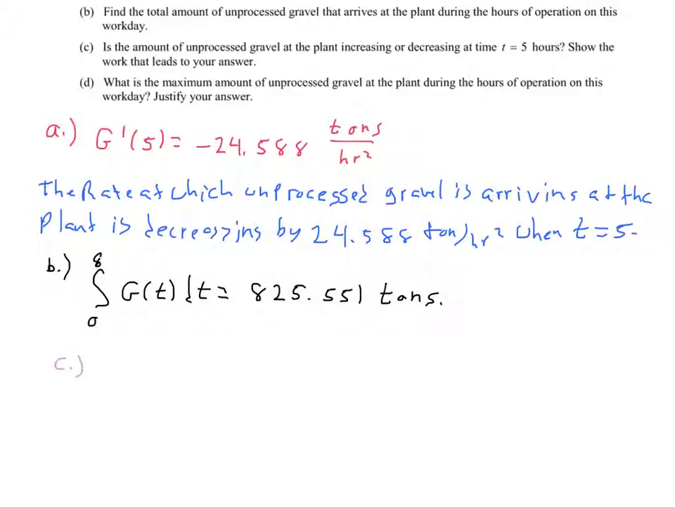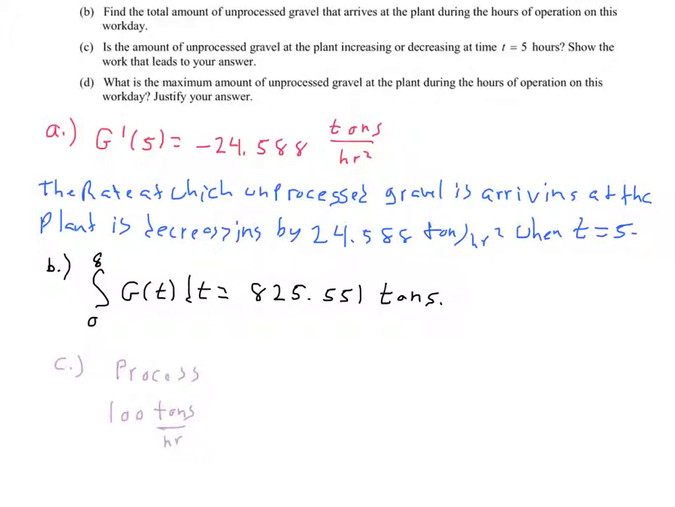Okay, part C seems a little bit trickier than I think it has to be. So if we want to know whether the amount of unprocessed gravel at the plant is increasing or decreasing, then what we want to do is compare the rate at which we're processing gravel to the rate at which it's arriving. So if we read that problem, we know that we can process gravel at a rate of 100 tons per hour.